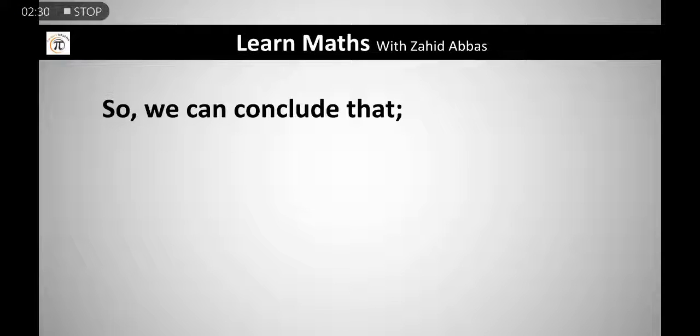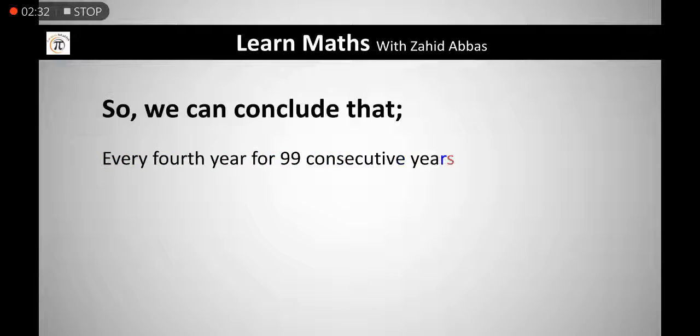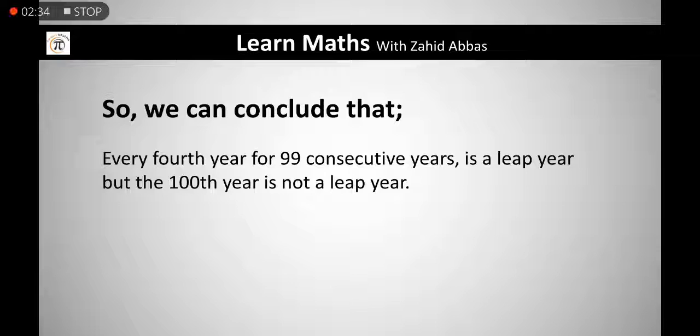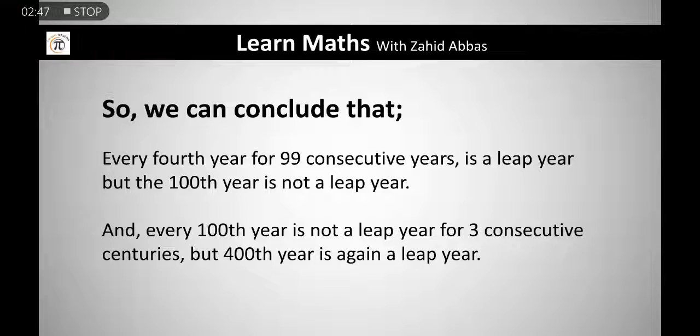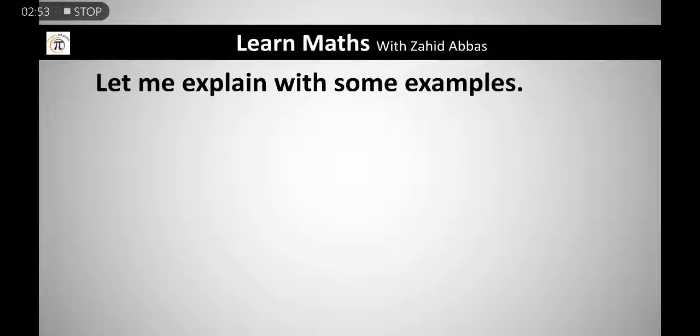So we can conclude that every fourth year for 99 consecutive years is a leap year, but the 100th year is not a leap year. And every 100th year is not a leap year for 3 consecutive centuries, but the 400th year is again a leap year. Let me explain with some examples.